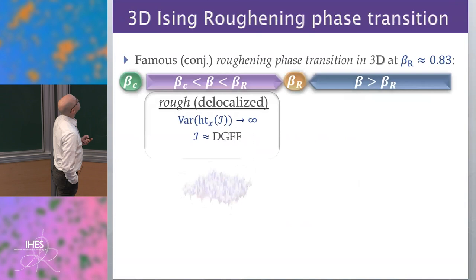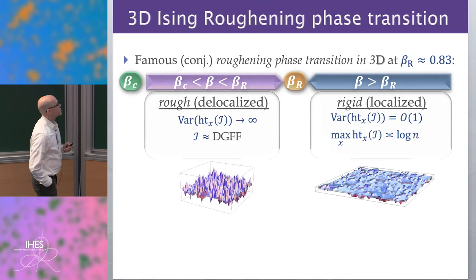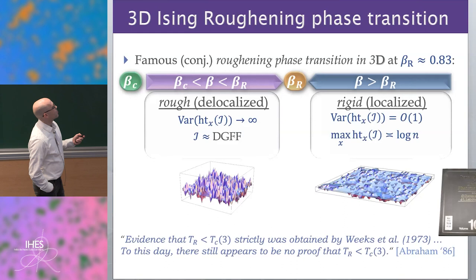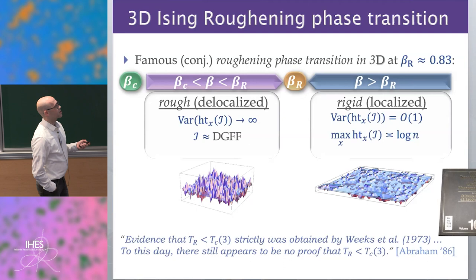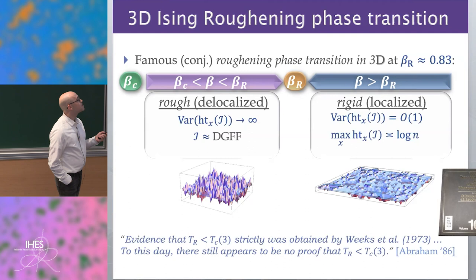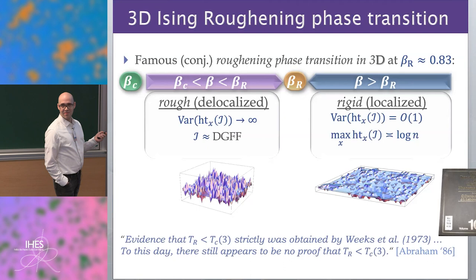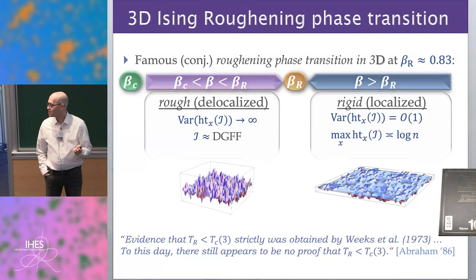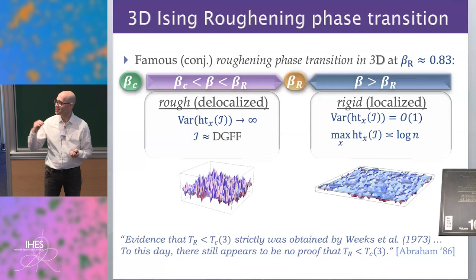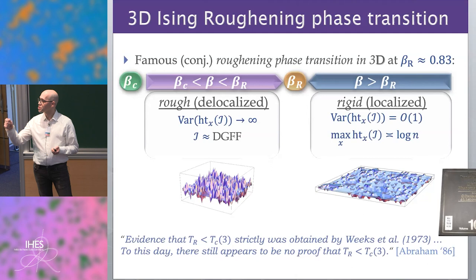This is one slide that I wanted to include after this came up yesterday. We already discussed this also in the open problem session. The situation for Ising, I thought it's befitting to include this little piece from Domb and Lebowitz, Phase Transitions and Critical Phenomena, volume 10. In 1986, Abraham wrote that even though it's been 13 years since there was numerical evidence for the roughening transition, still there is no rigorous proof. So this is 1986, and the situation is the same. There's no rigorous proof that you can identify a temperature in between TC and TR where there is a rough phase.